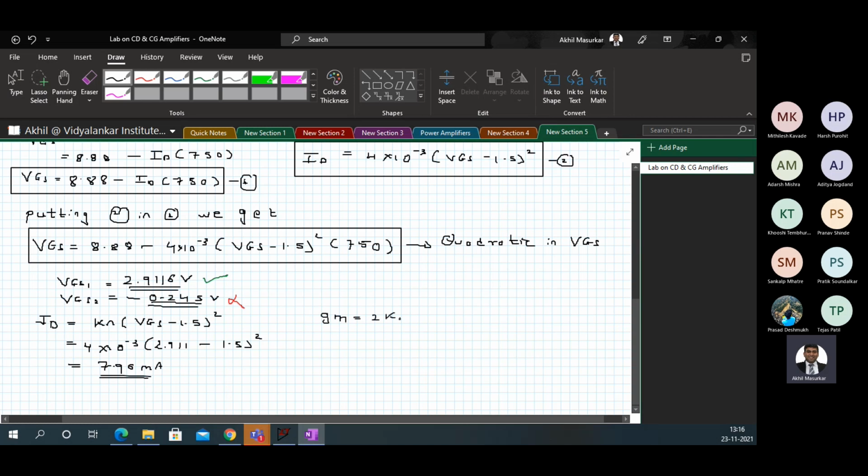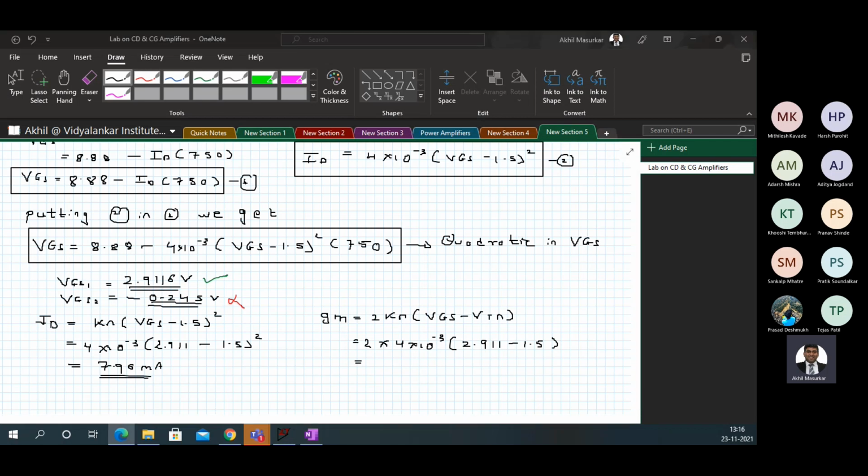So GM is 2Kn into VGS minus VTN. There is no square here. So 2 into 4 into 10 raised to minus 3 into VGS, which is 2.911 minus 1.5. How much is the value of GM? It is 0.011.